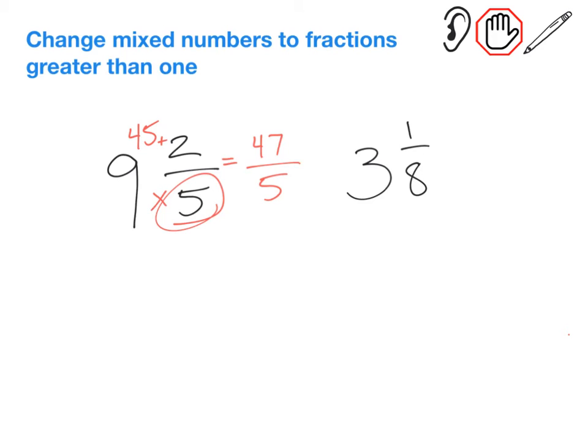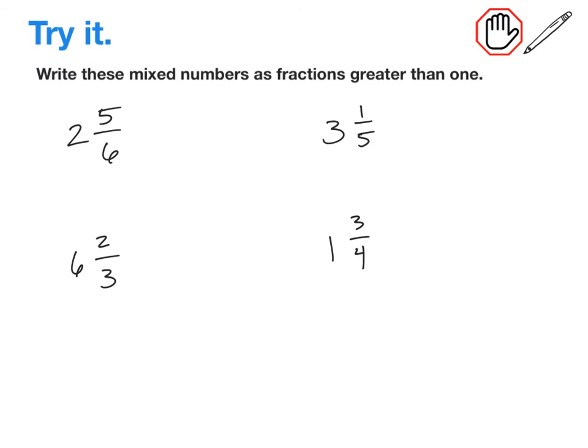Now let's turn 3 and 1/8 into a fraction greater than 1. So first we multiply the whole number by the denominator, so 3 times 8, which is 24. And then I add that number to the numerator, so 24 plus 1 is 25, and the 8 just stays as the denominator. So it's 25/8, which is the same thing as 3 and 1/8. Okay, it's time for you to pause the video and try it on your own. Write these mixed numbers as fractions greater than 1. When you're ready, press play and I'll reveal the answers.